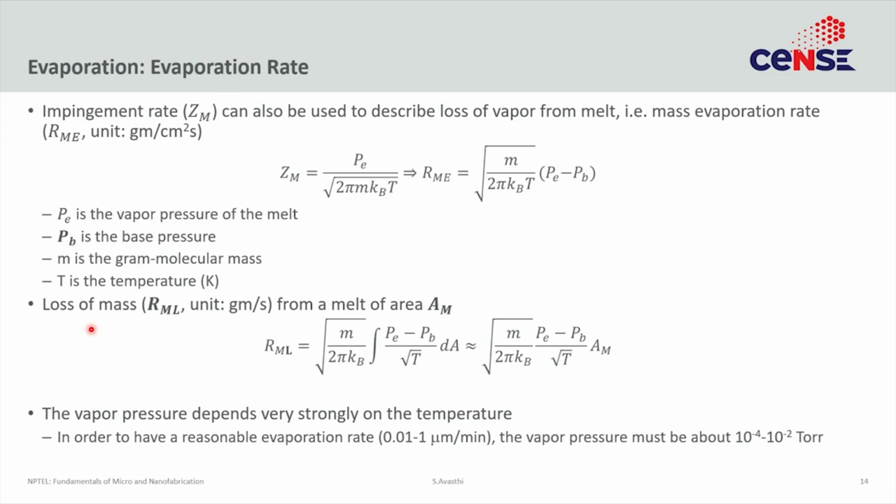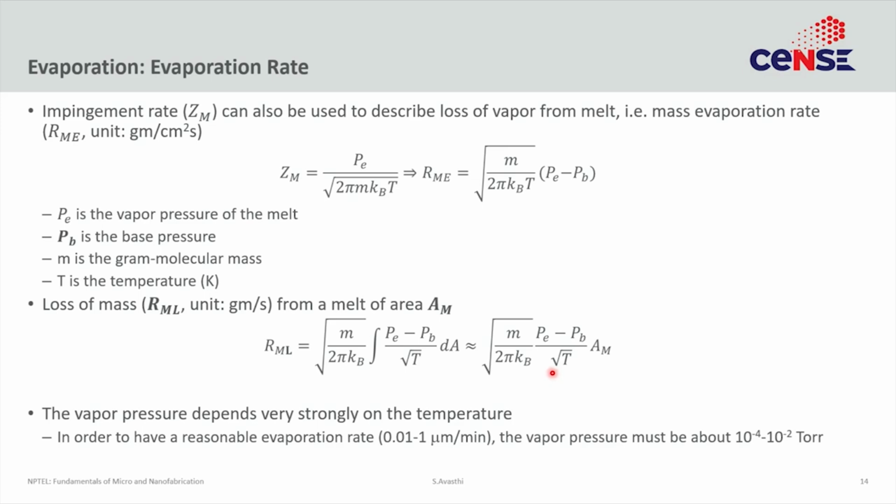Then the amount of mass loss is given by this formula, which depends upon the area that you are evaporating from. So larger crucibles will give you more mass loss, which will give you higher deposition rate. The thing to notice, however, again, I don't want you to remember any of these formulas. We shall not quiz you on it. You can always go back to the lectures and look at these formulas.